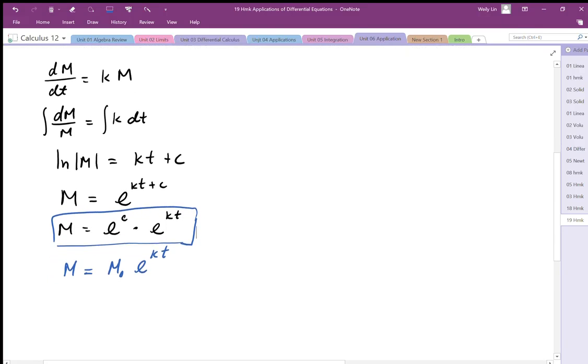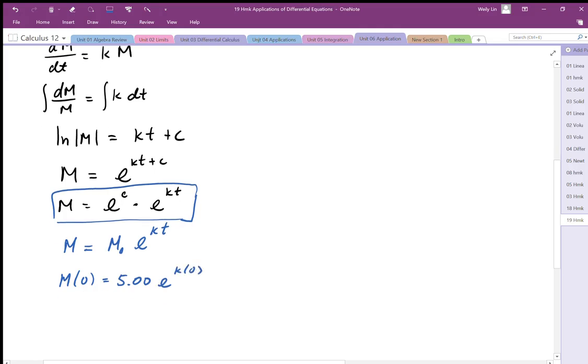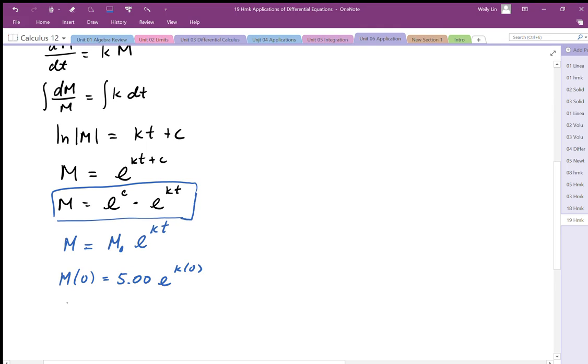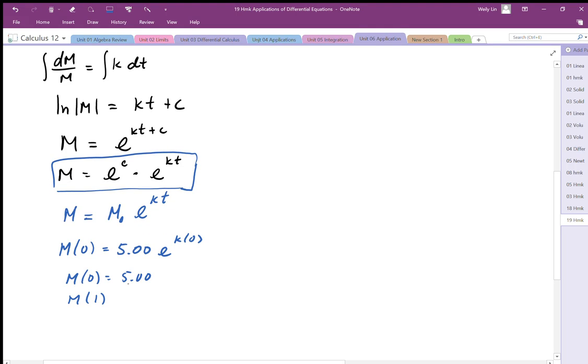So we're going to start by solving for m of 0. At time equals 0, it's going to be 5 grams, and we have e to the k times 0. Well, e to the k 0 is 1, so our initial mass is going to be 5.00 grams. Okay, so that's what they told us anyways. So really what we need to solve for is the k value. We can solve that by plugging in t is equal to 1.